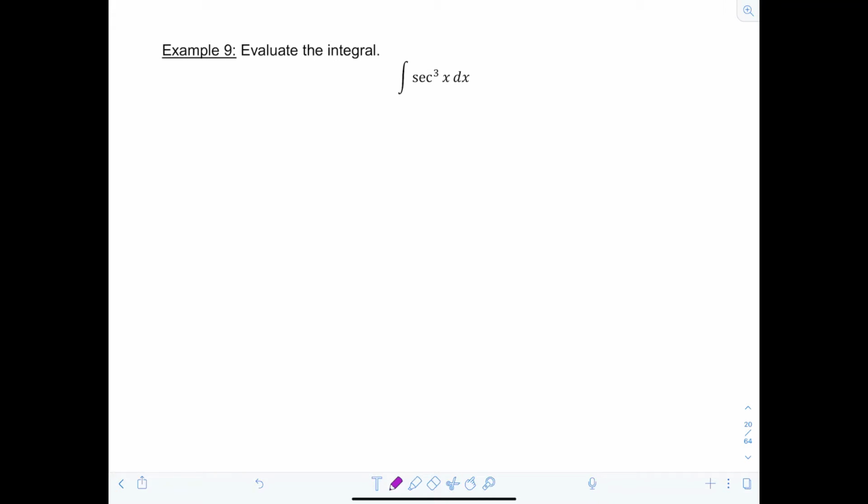Okay, well, what else do we know? Well, we know about integration by parts. So let me see if I can break this up somehow where by parts would maybe help me out. So this is secant x times secant squared x dx. Do you guys agree? All right, so I can let u equal secant x, and then dv would be secant squared x dx.